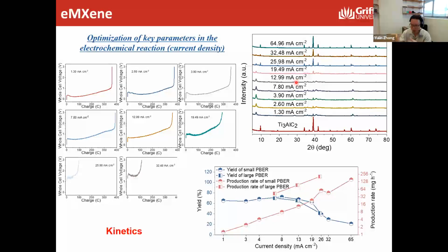So to overcome that, we have to redesign the reactor. In this example, we just show that by expanding or increasing the reactor size, we can get a higher production rate. But of course, we have to do better to improve the kinetics.